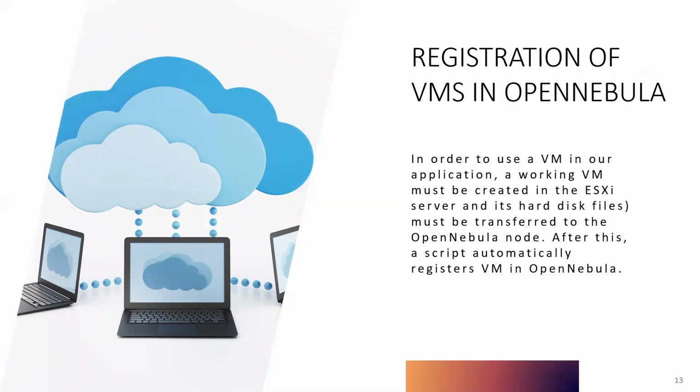The next slide is session. The third step is the registration of virtual machines in OpenNebula. The registration step is also very important in order to use a virtual machine in our application. A virtual machine must be created at the ESXi server and transferred to the OpenNebula node. After this, a script registers the virtual machine in OpenNebula. In this way, the registration of the virtual machine in OpenNebula is carried out.